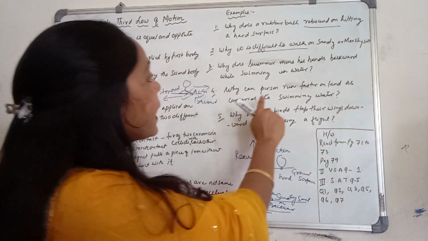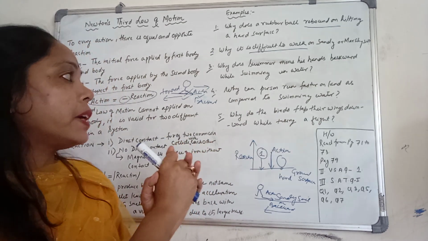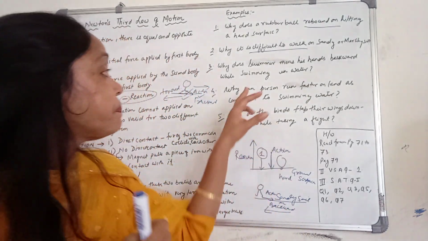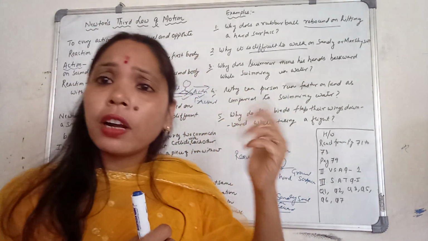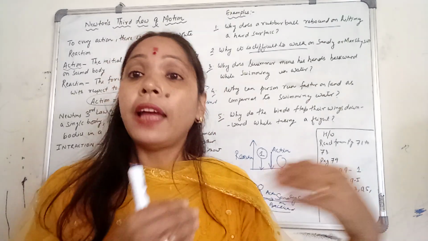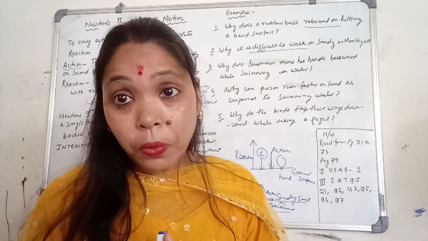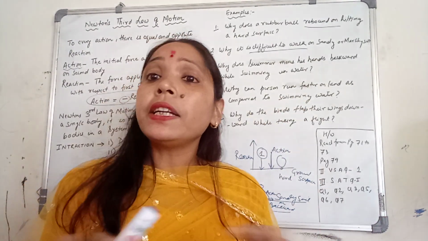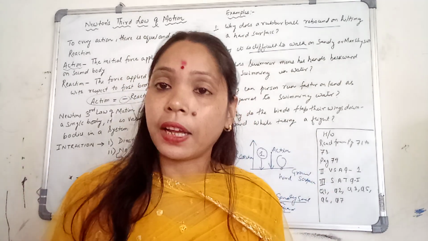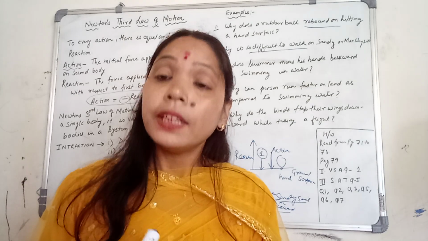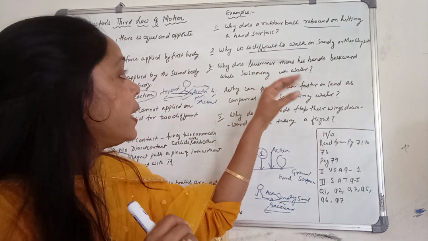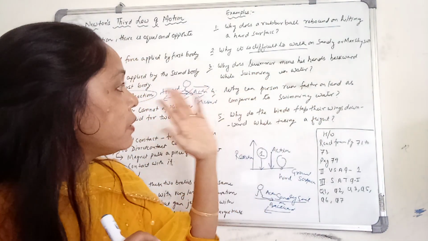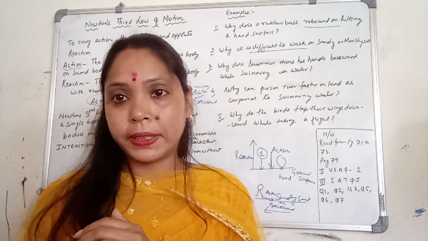Now number 4: why can a person run faster on land as compared to swimming in water? Again, same Newton's third law of motion here. A person can run faster on land because on land action and reaction both are equal and in opposite direction. But in swimming water, action and reaction are in the opposite direction but they are not equal. Since they are not equal, it is difficult and slow. The movement will be slow in swimming water.